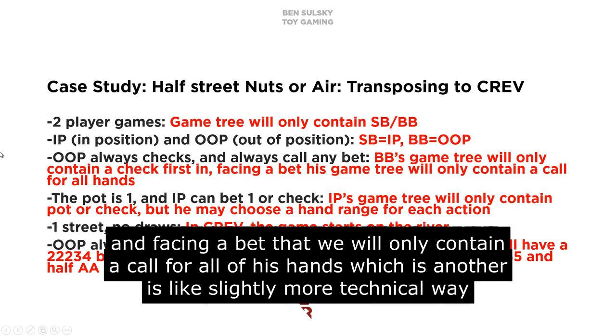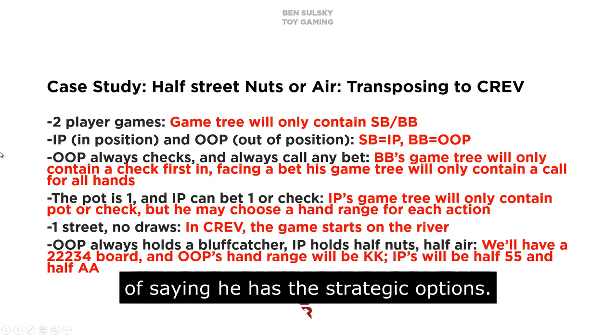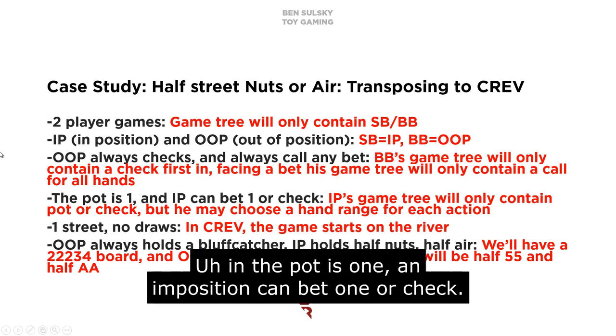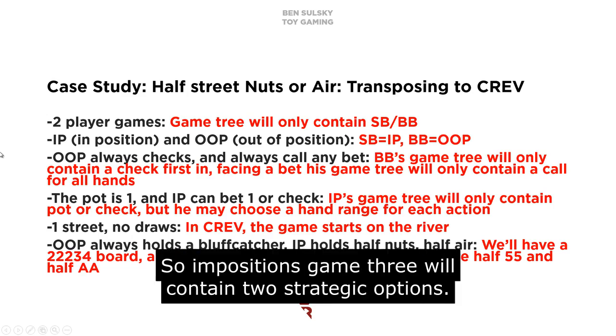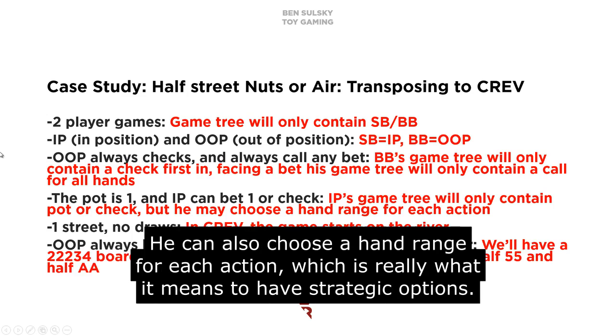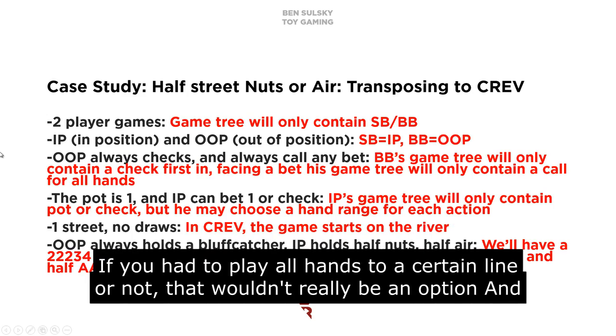And facing a bet, the tree will only contain a call for all of his hands, which is another slightly more technical way of saying he has no strategic options. And the pot is one, and in position can bet one or check. So in position's game tree will contain two strategic options. Once out of position is forced to check, he can either bet the pot or he can check behind. He can also choose a hand range for each action, which is really what it means to have strategic options. If you had to play all hands to a certain line or not, that wouldn't really be an option.